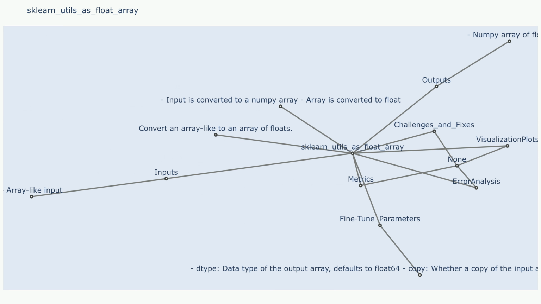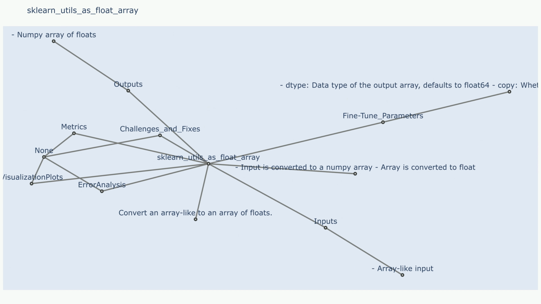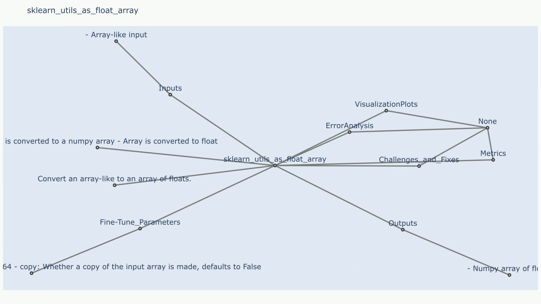force_all_finite: use force_all_finite true if you want to ensure that the data does not contain any non-finite values (None or INF). This can help prevent errors in some machine learning algorithms. Uncertainty methods: None directly related to as_float_array. It's a conversion function, not an estimator that provides uncertainty measures.